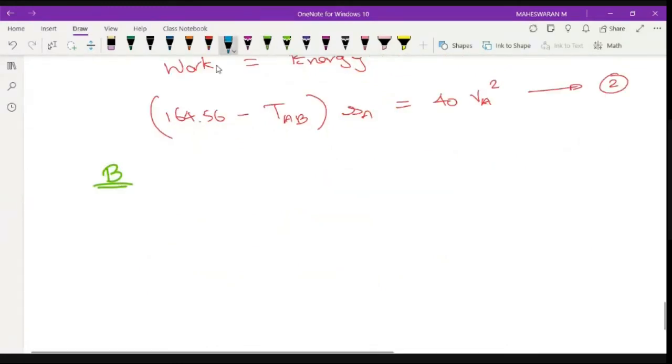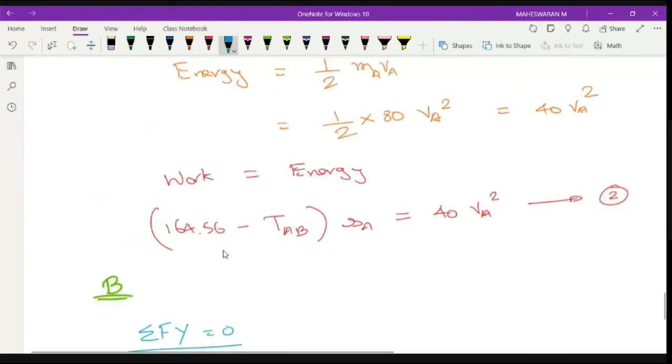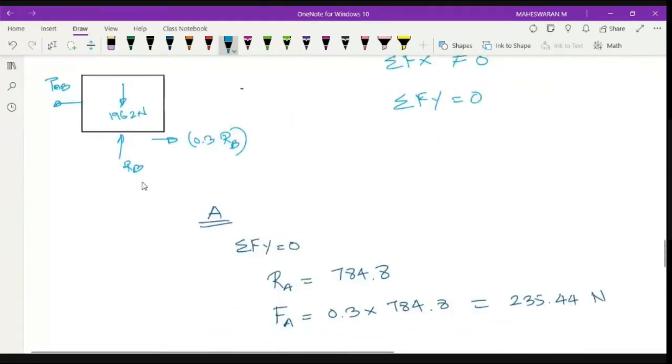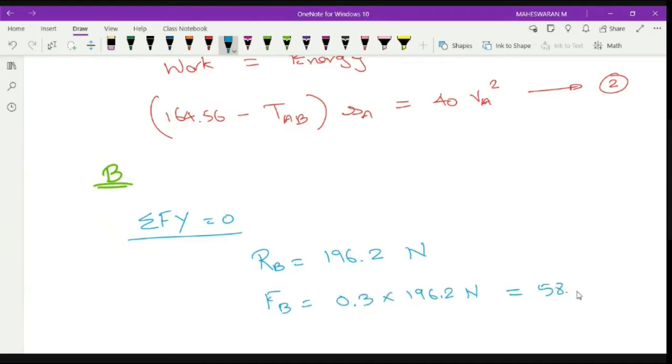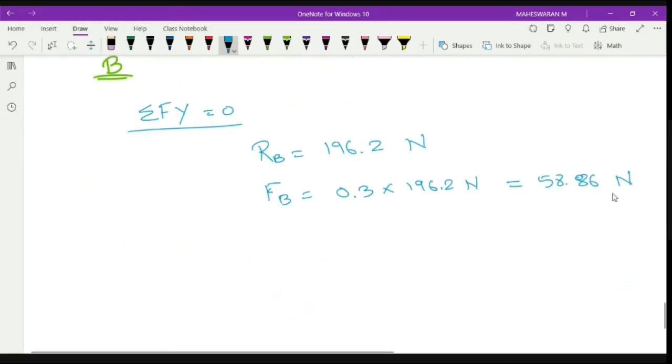Again, the procedure is same. I'm going to identify sigma Fx. Before that, sigma Fy, I can equate it to 0. If I equate sigma Fy equal to 0, I'll get RB is equal to 196.3. So your RB is equal to 196.2 Newton. In that case, FB is 0.3 into RB, which is 58.86 Newton. Okay, so your FB we identified.